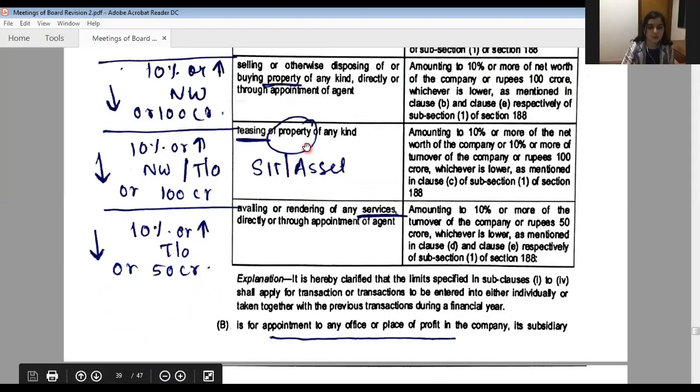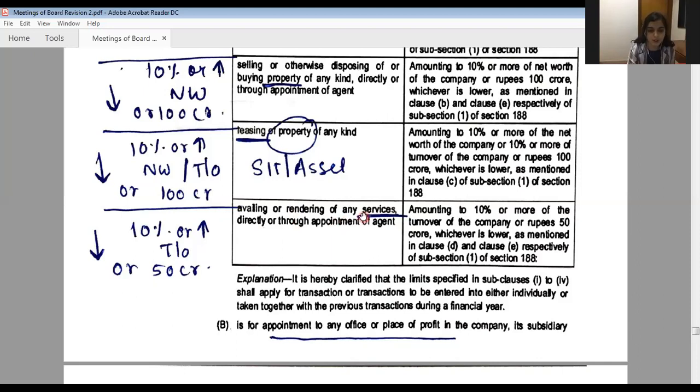Next is leasing of property of any kind. The property which can be leased can be stock in trade or assets. So the limit is 10% or more of net worth or turnover or rupees 100 crores, whichever is less.